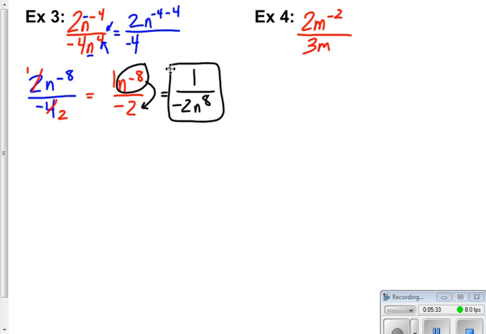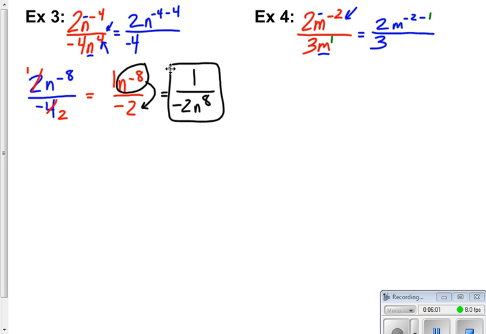Check out example 4. In example 4 we have 2m to the negative second divided by 3m. Same thing here, going to just rewrite this. We have 2 thirds. We have m to the negative second. When you divide and they have the same base, you subtract the exponent. In this case, the m on the bottom does have an exponent. It is 1. So we need to subtract by 1.